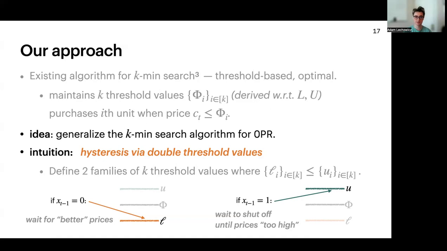The intuition is as follows. Consider we have thresholds like this where we have an upper and a lower threshold. If x sub t minus 1 is 0, we know that we didn't purchase at the previous price. This means that if we do accept the next one, we'll have to pay switching cost. So intuitively, the price that we should be willing to accept should be better to offset that extra cost. Conversely, if x sub t minus 1 is 1, we know that we did purchase at the previous price. So if we choose to stop purchasing, we're going to have to pay beta to checkpoint everything, and we should be willing to accept a slightly higher price if it reduces the switching.